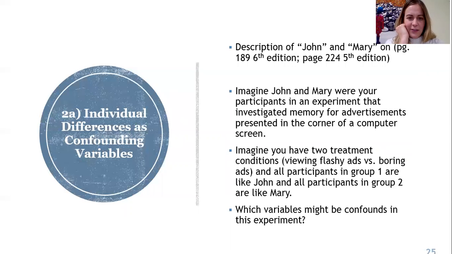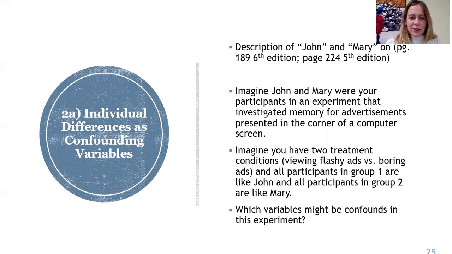So let's start with the individual differences as potential confounds. Your textbook gives a great description of 2 fictitious participants named John and Mary that really couldn't be any different. John is a guy, has lower IQ, I think, than Mary, and John is also hungover when he comes in to do the study. Imagine John and Mary were participants in an experiment testing people's memory for advertisements. When you're looking at Google and there's those advertisements at the bottom of the screen, imagine you wanted to test people's memory for them depending on if they were flashy or if they're really boring.